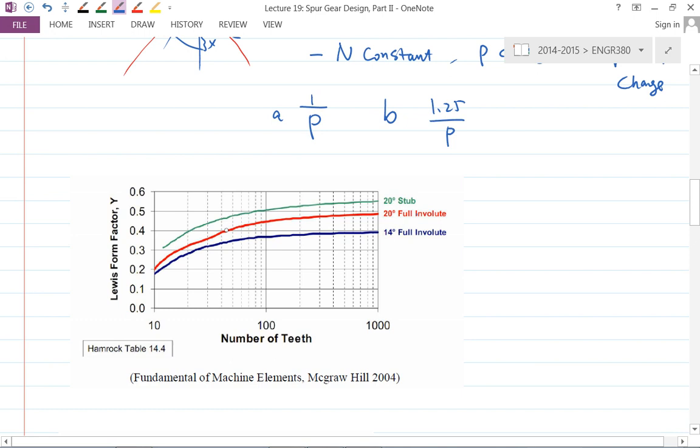as I've written over there, the Lewis form factor Y depends on a couple of factors. One depends on the number of teeth. The other depends on what? The pressure angle. The higher the pressure angle, the higher the Lewis form factor. So you keep those things in mind. Sometimes it can give you roughly a sense of where you're going, from some of these common things.